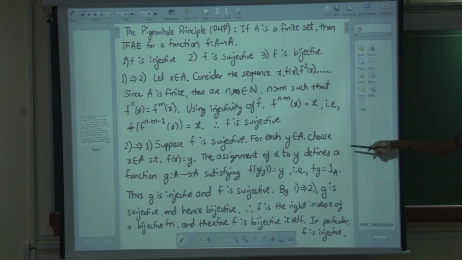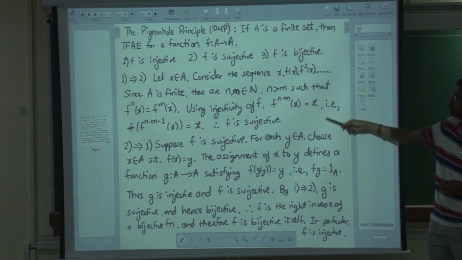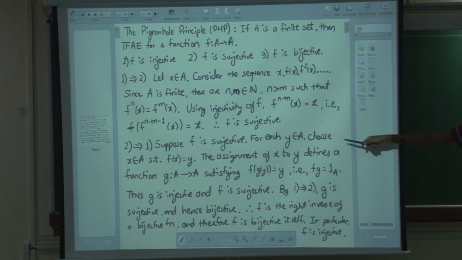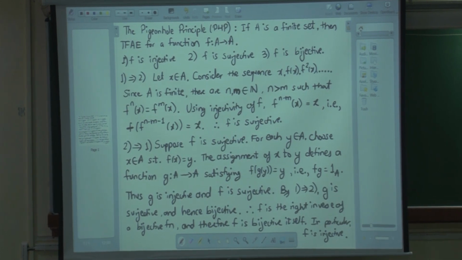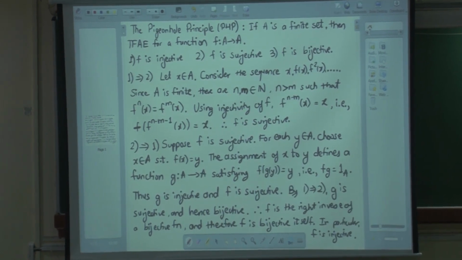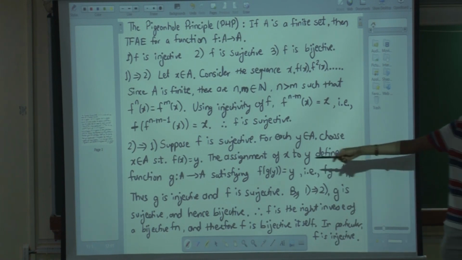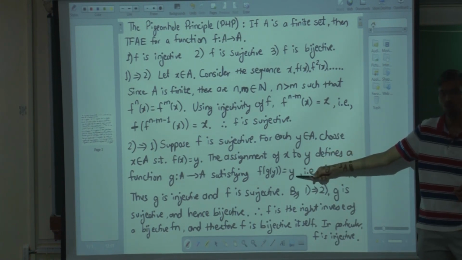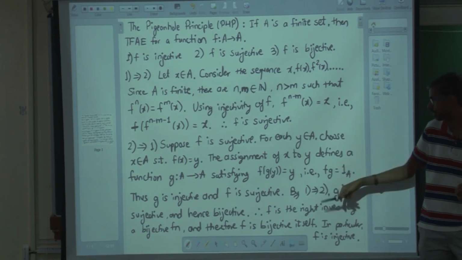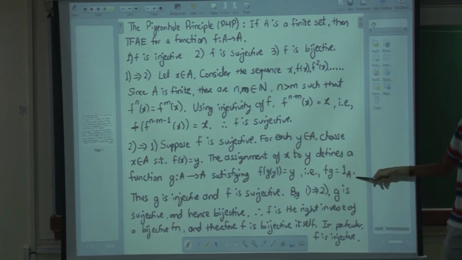And for surjective implies injective, I am not discussing the 1 implies 2 part. For 2 implies 1, if you have a surjective function, then from the pre-image of every element in the codomain, you can always choose one element which maps to it. That's the definition of pre-image, and such a choice defines a function. You are making finitely many choices, so you just choose finitely many elements. Therefore there will be a function g such that f of g of y is equal to y for every y. In other words, fg is equal to identity.